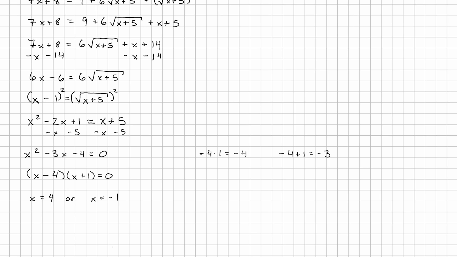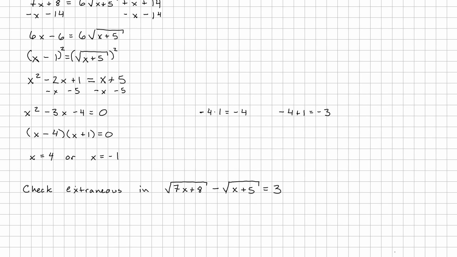I'm not finished though, because I still need to check for extraneous solutions in my original equation. So recall my original equation was square root of 7x plus 8 minus square root of x plus 5 equals 3. So when x equals 4, I have 7 times 4 is 28, plus 8 is 36. 4 plus 5 is 9, so that'll be 6 minus 3 does indeed equal 3.